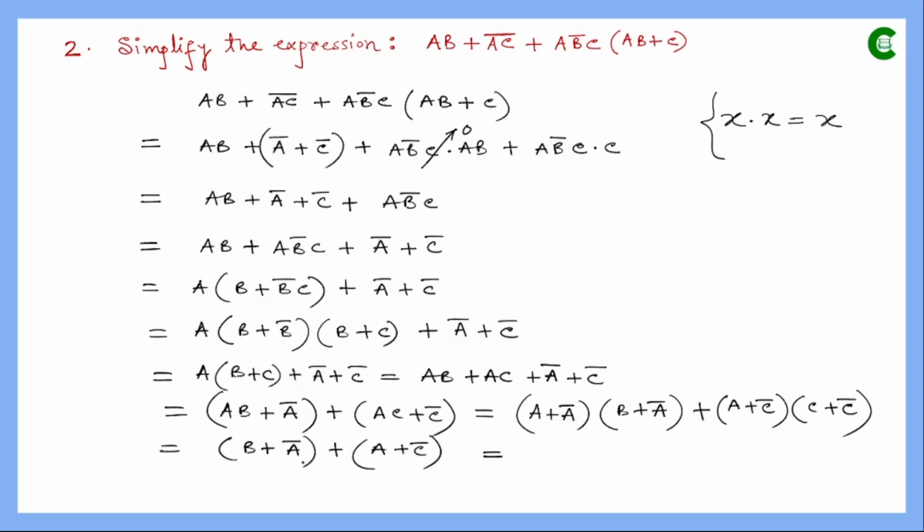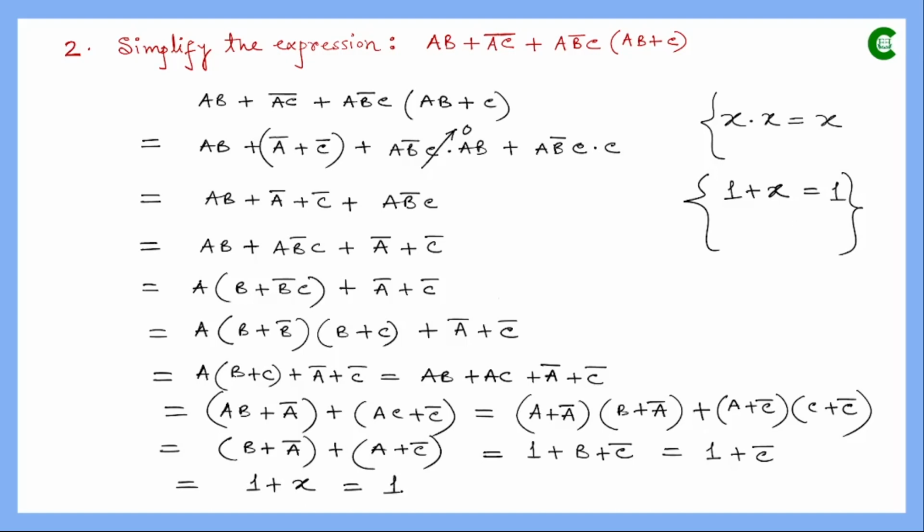Now as we can see, we have A plus A bar, so that will give us 1, and then B plus C bar will remain in that expression. 1 plus B. 1 plus B is what? If we have a Boolean variable X, then 1 plus X is always 1, that we know. So 1 plus B will be 1, and then 1 plus C complement. Complement of C will be another Boolean variable. So that can be written as 1 plus X, where X is the output of C complement. So it again fits this formula. So it will be finally 1 only.